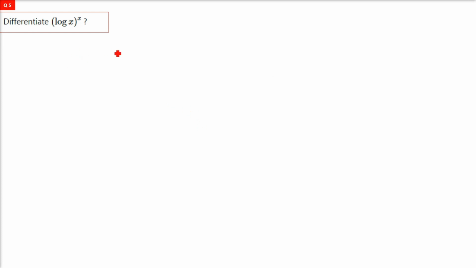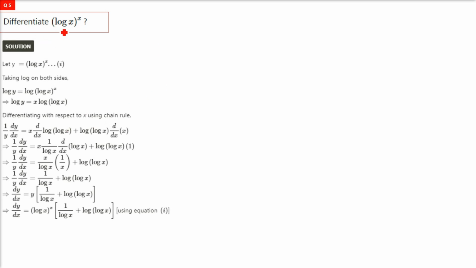Log x to the power x. This we have to differentiate. So let me just go through it quickly. Y is equal to log x to the power x. Let us take the log on both the sides. When we take log on both the sides, this x will come in front. So log y is equal to x log of log x. We have x of log x.